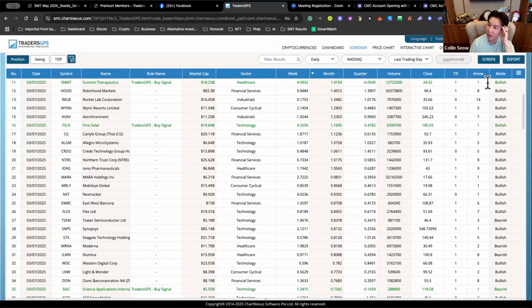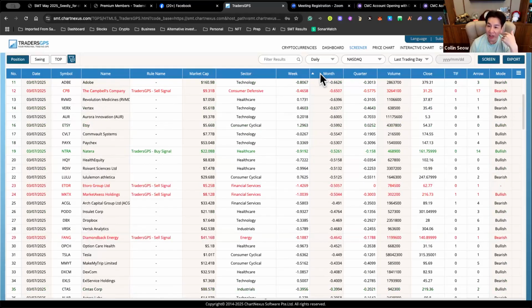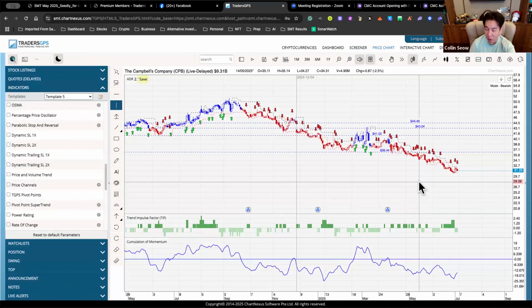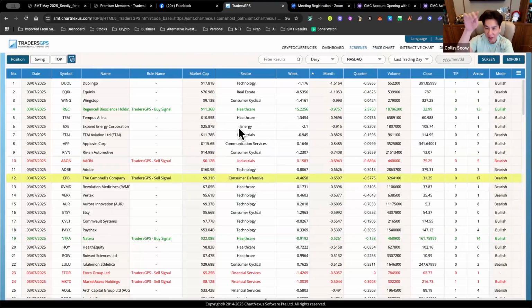Question: in daily position, if you're looking to short, will you look for red arrows, red signals? Sort by month, then descending order? Yes. So sort by month, ascending order. That means weakest to strongest. Then look for the red. So right now, let's talk about shorting. Then I look for Aeon, I look for Campbell, and then I look for weak arrow stocks to short. That means I rank from lowest to strongest. Got it?